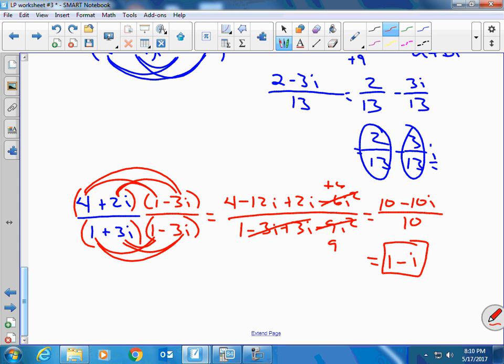All right. There is multiplying, dividing, and simplifying complex numbers. All right. Give them a try.